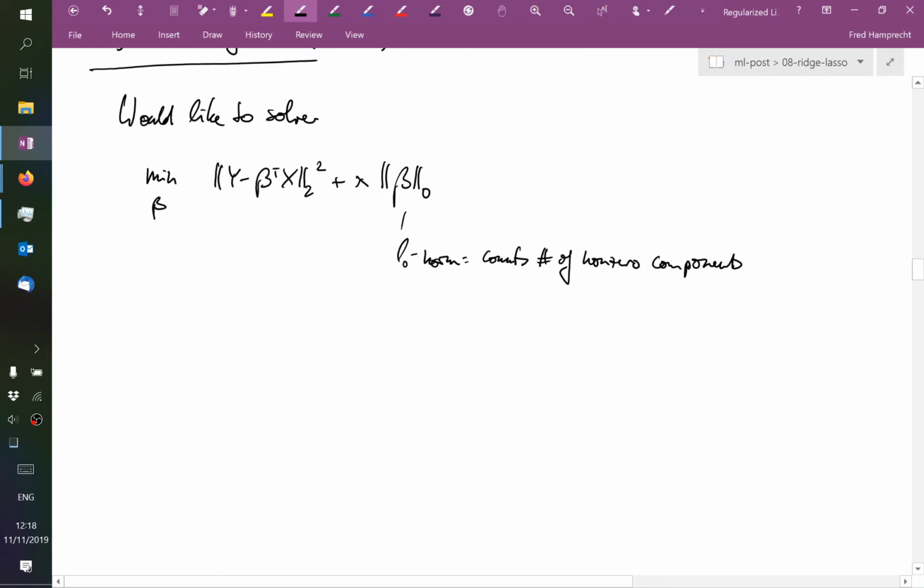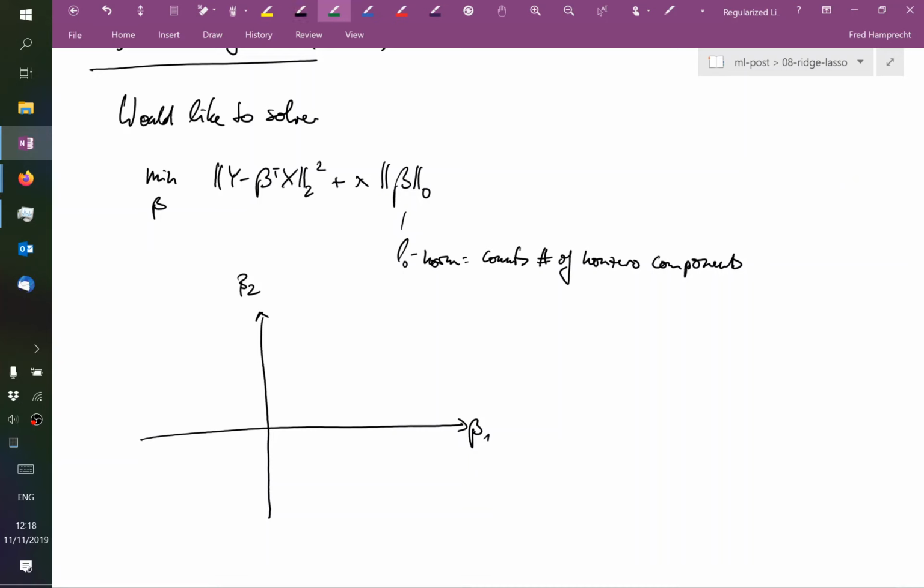So if I try to draw a picture of this, let's say this is beta 1, this is beta 2, and the zero norm of this would be 0 here, and then it would be 1 along these axes, and it would be 2 through the rest of space.